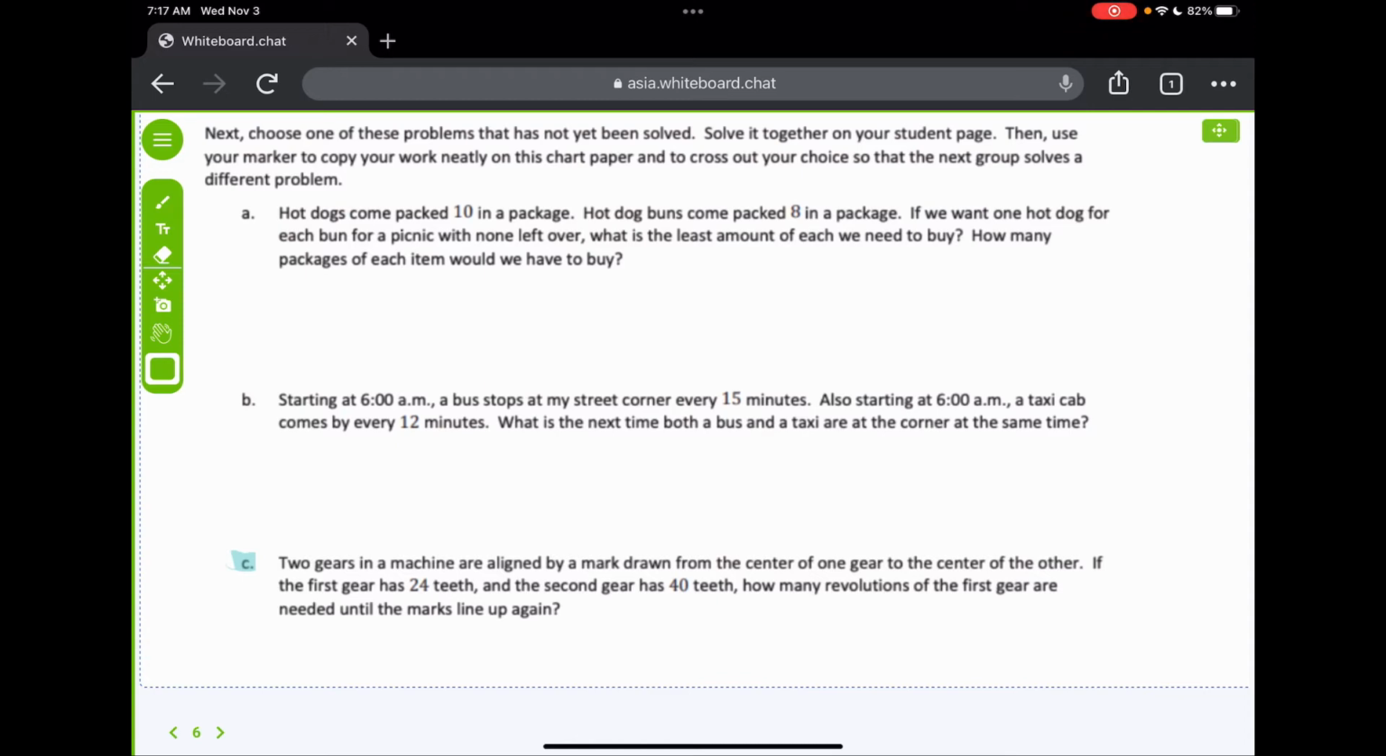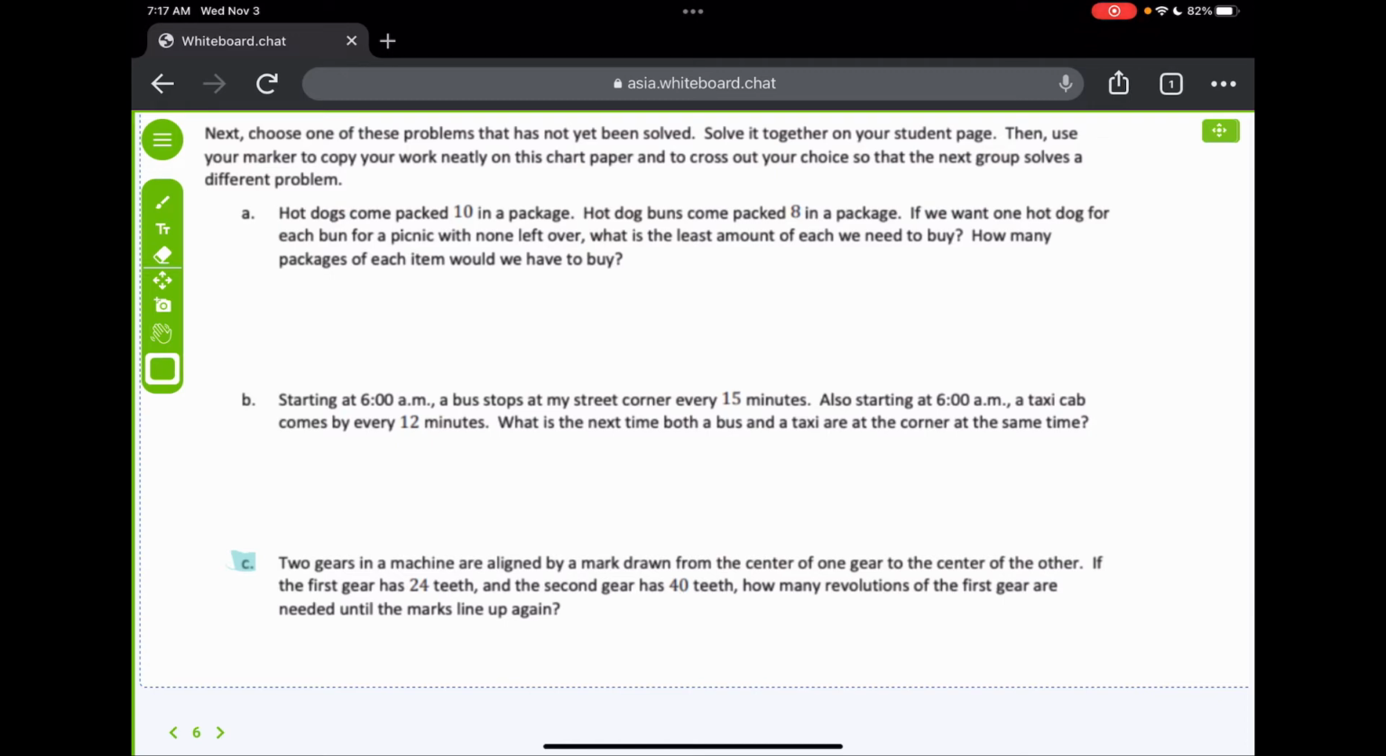If we want one hot dog for each bun for a picnic with none left over, what is the least amount of each we need to buy? How many packages of each item would we want to buy? So you don't want to waste any, but you also don't want to buy 100 of each or whatever. So what's the least amount you can do?